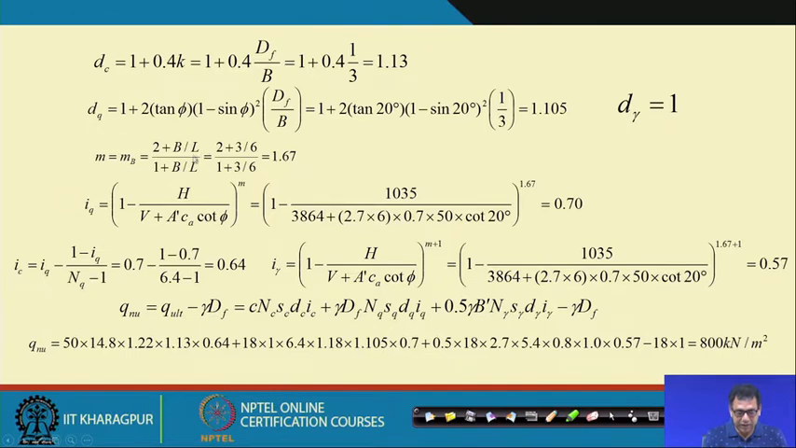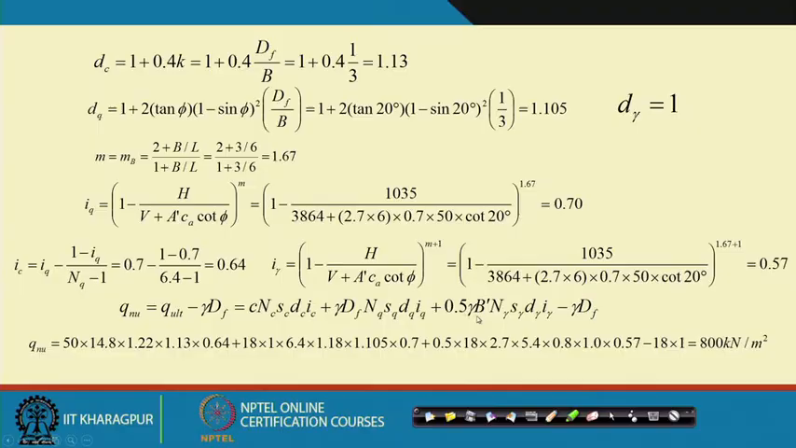So, using the actual dimension B by L, but here I am using the effective area 2.7 cross 6. Ultimately I will get this coefficient, and the M value is coming out to be 1.67. If I put this expression, I will get 0.57. In the original expression that will be B dash. So that is true for all the cases.